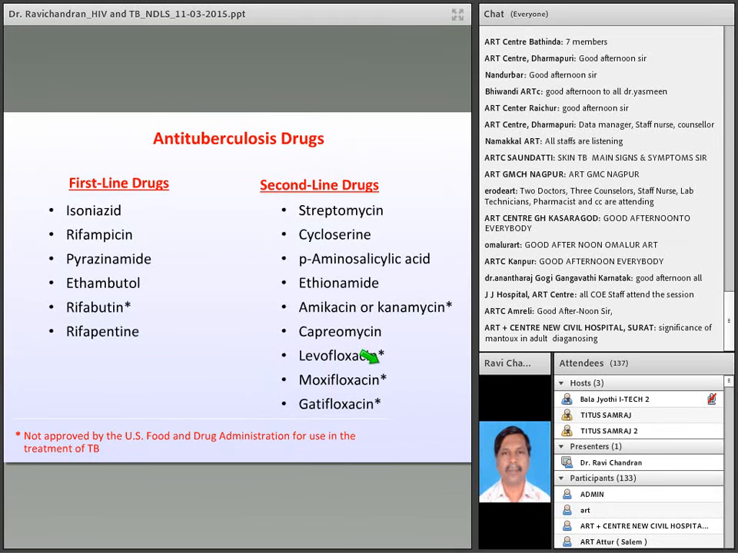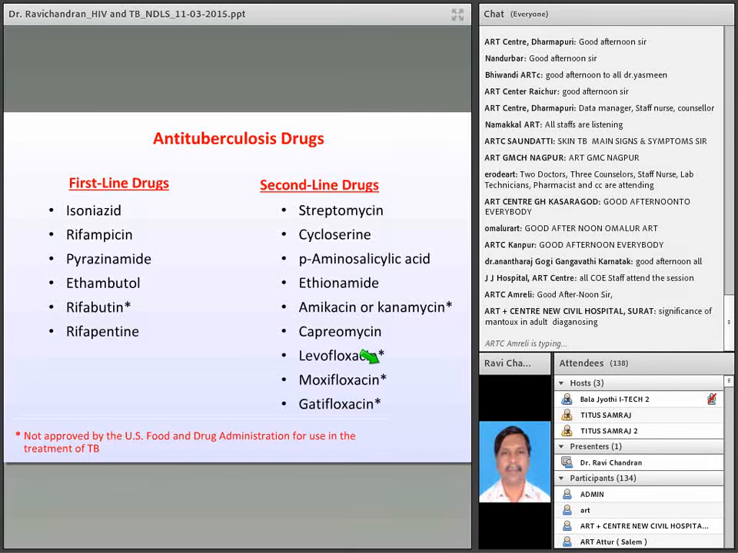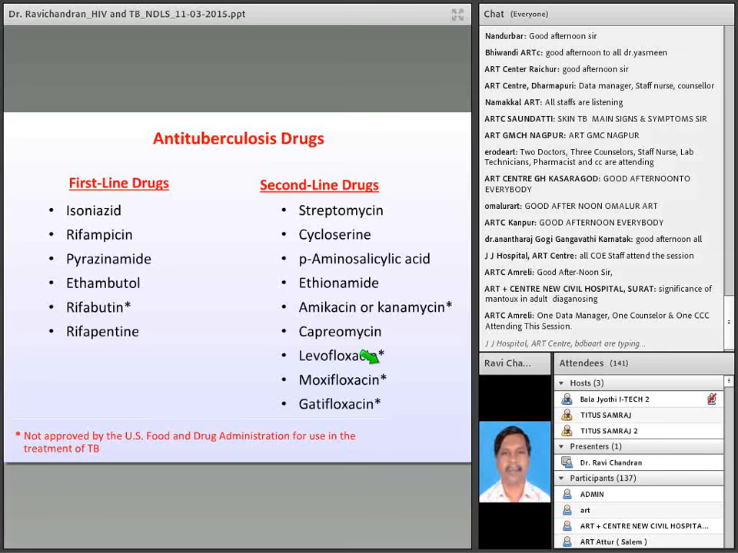How to treat tuberculosis? There are first line drugs and second line drugs. The first line drugs are mainly bactericidal. They are isoniazid, rifampicin, pyrazinamide, ethambutol, rifabutin or rifapentine. The second line drugs are streptomycin, cycloserine, para-aminosalicylic acid, ethionamide, amikacin or kanamycin, capreomycin, levofloxacin, moxifloxacin and gatifloxacin.